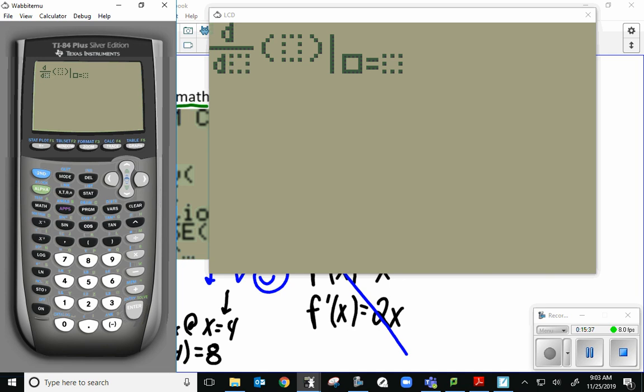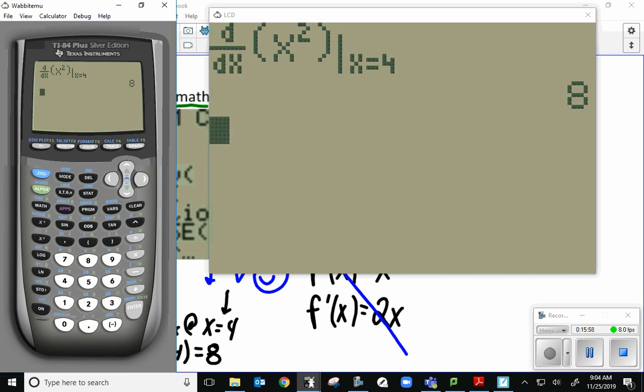Remember our function was d over dx of some f of x? That was one of our notations. I have to put an x there, and I put my actual equation, in this case x squared. And now I need to put what the value of x is, when x is 4. If I hit enter, I get 8. Beautiful. It's a great thing to have.